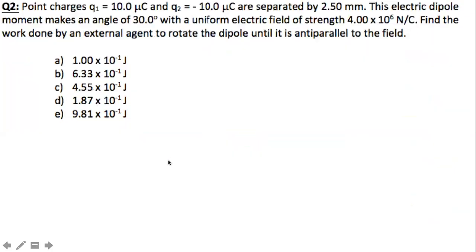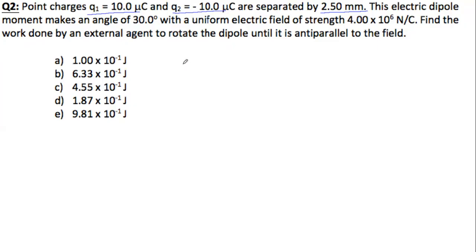Let's move to problem number 2. Now in problem number 2, we have point charges Q1, 10 microcoulomb, and Q2, minus 10 microcoulomb, separated by a fixed distance of 2.5 millimeters. Of course, plus Q and minus Q separated by a small distance is an electric dipole. So this electric dipole moment makes an angle of 30 degrees with a uniform electric field of strength 4 times 10 to the power 6 Newton per Coulomb.